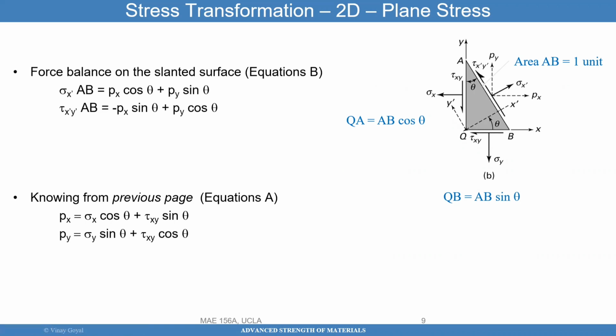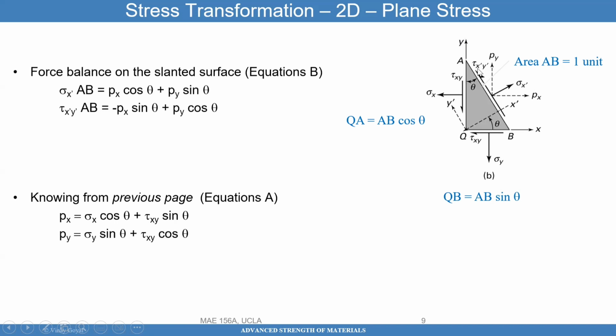And it also has to be equal to py sine theta. So this py projected in the x prime axis, and px projected in the x prime axis, is going to have to be sigma x' AB equals px cosine theta plus py sine theta, right? There's no other way. I have this px and py. If I decompose them in the x direction, that has to be equal to sigma x prime.